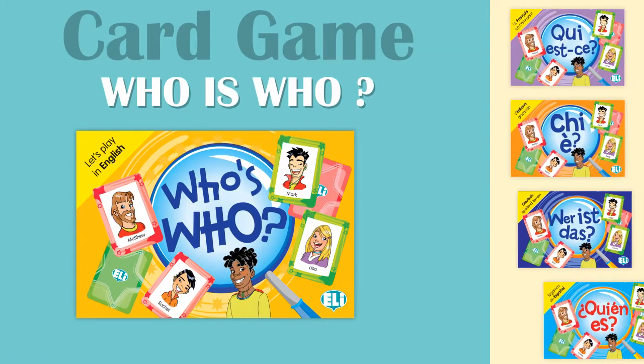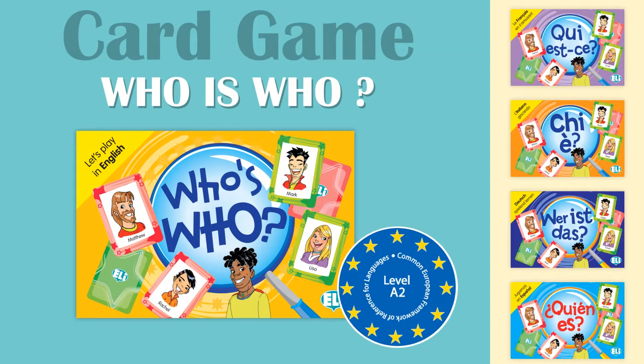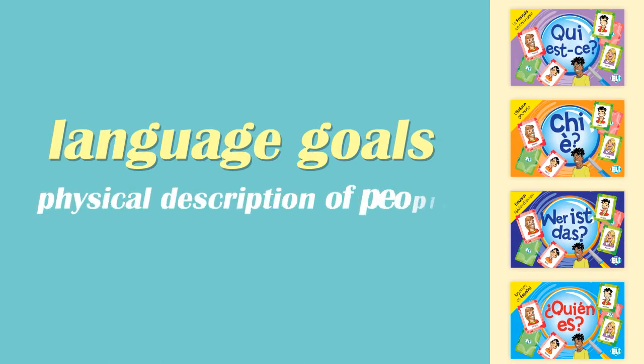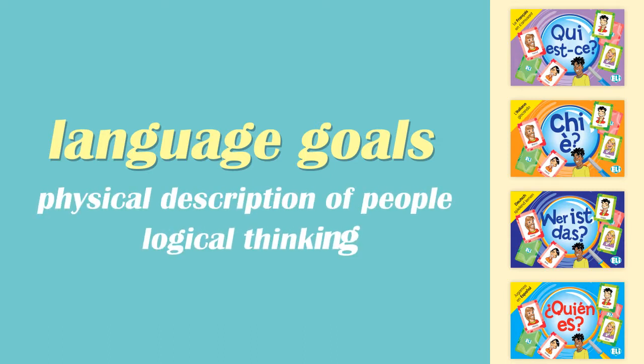A card game. Who is who? A2 level. It's a game of deduction and investigation, ideal for learning vocabulary and structures related to the physical description of people and for developing logical thinking.